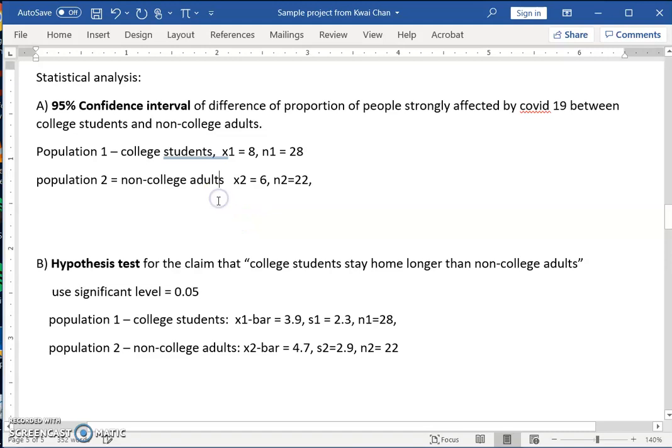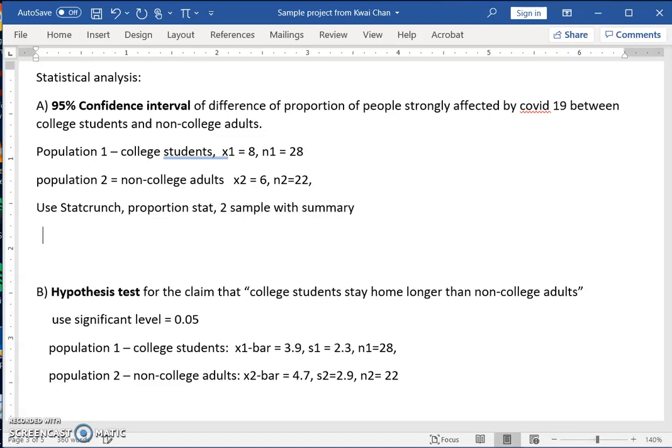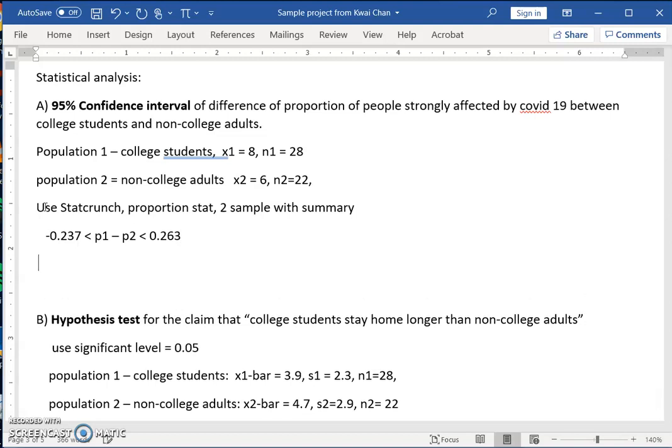I now have, and you will document it, I used StatCrunch, Proportion Stat, Two Sample With Summary, and my output is negative 0.237 to 0.263 for p1 minus p2. And then you can do a conclusion.